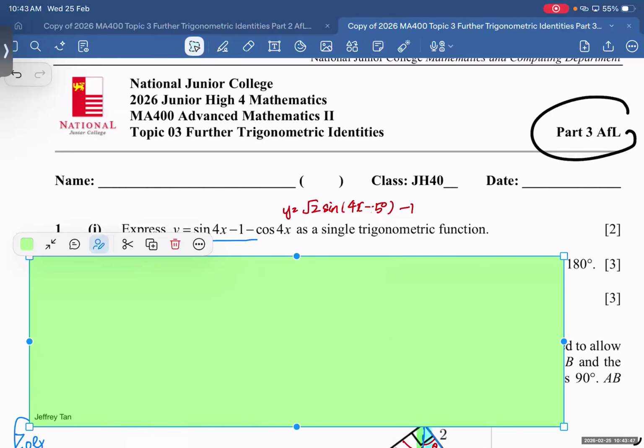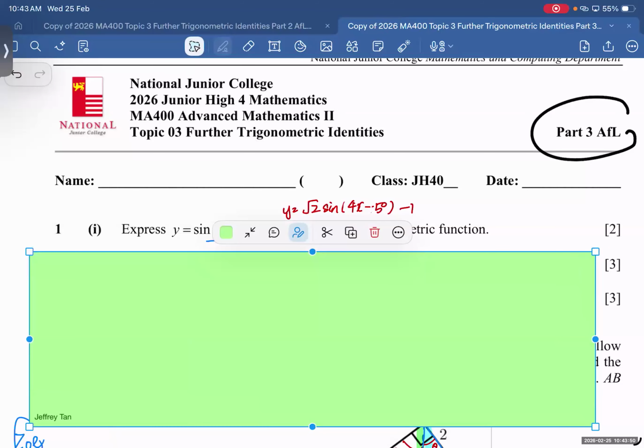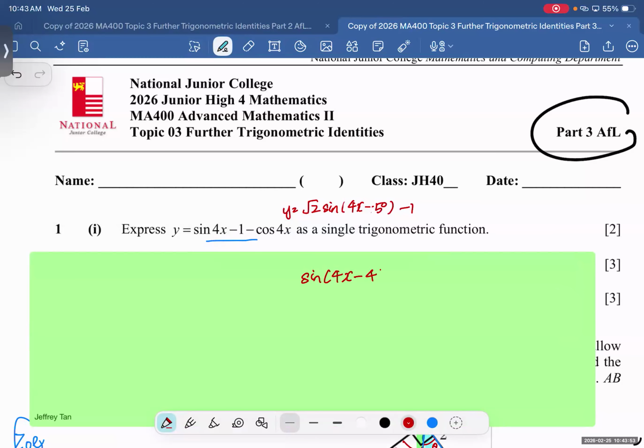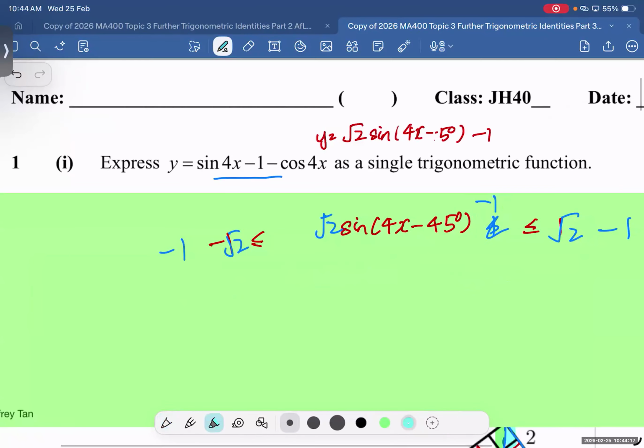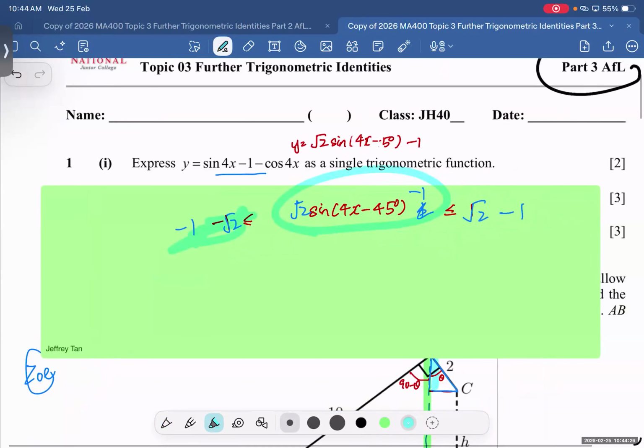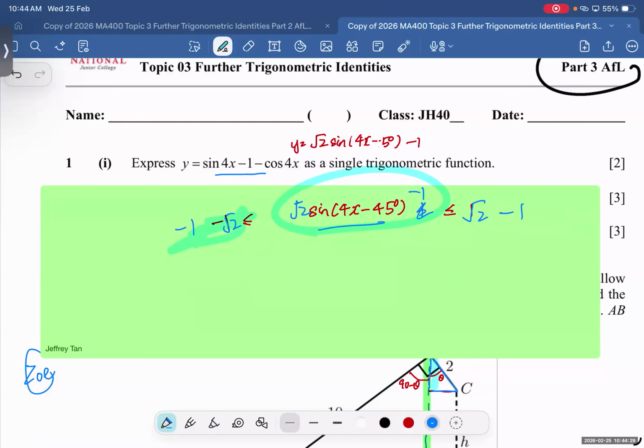Sine will be at its smallest because you know that sine of 4x minus 45 is between 1 and negative 1, right? If I put square root 2, can I say it's between negative square root 2 and square root 2? If I minus 1, can I say it's between minus 1 minus square root 2 and minus 1 plus square root 2? So from here, what do you see? The smallest value is negative 1 minus square root 2. When does this happen? It will happen when this is equal to negative 1.